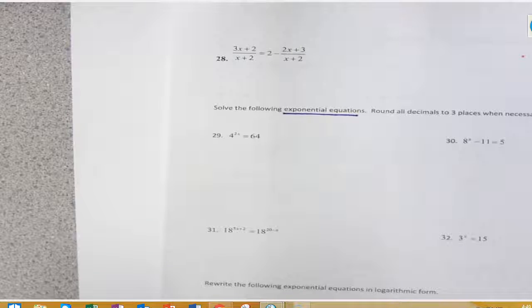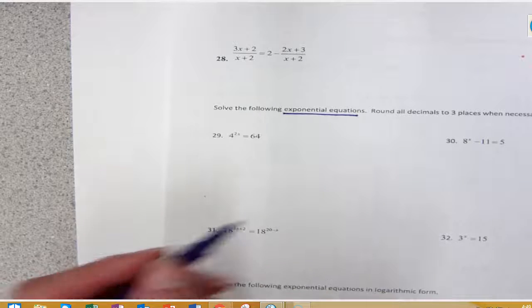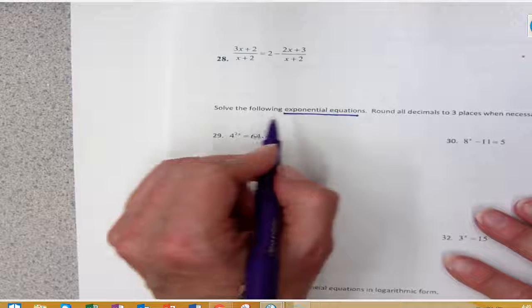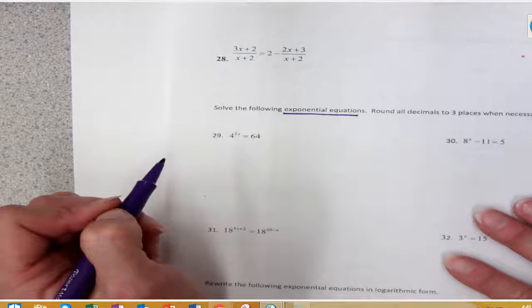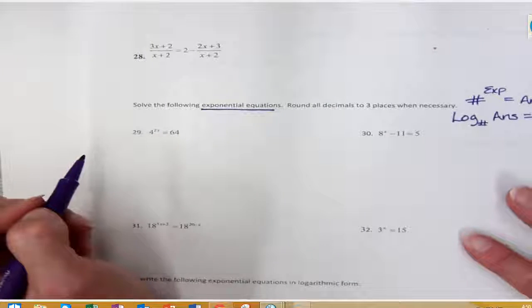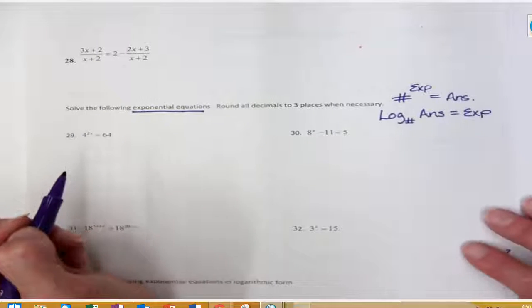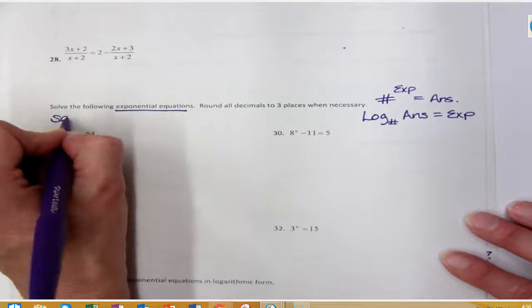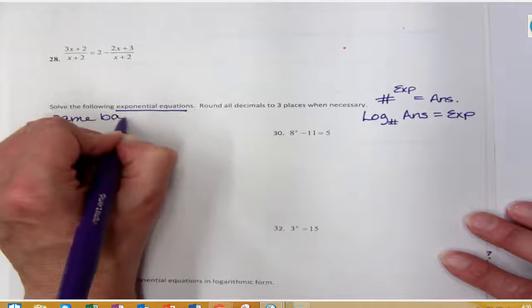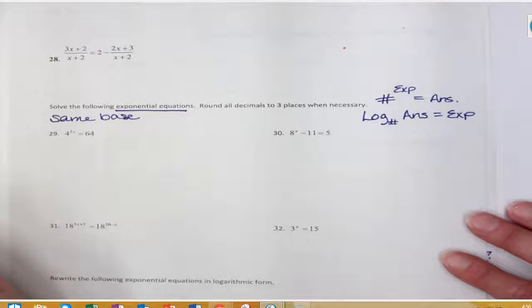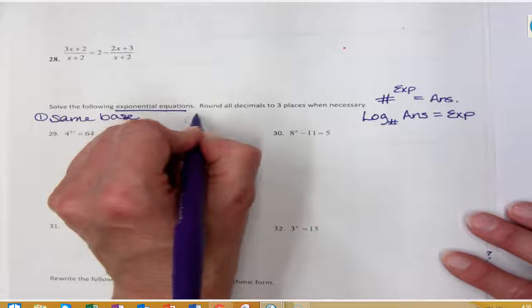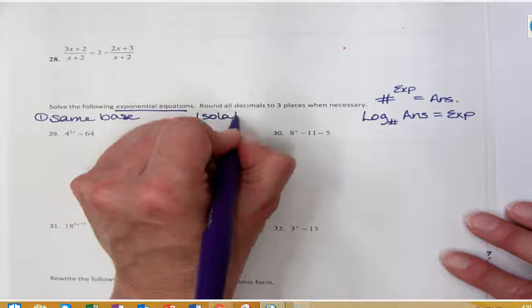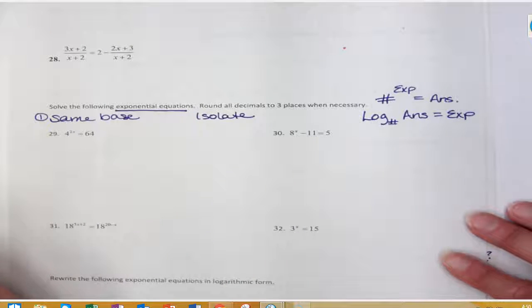So we talked about how when you are to solve these, I don't know what 2x would be, except I can do a few different things. Here is what you want to make sure you do. You want to find the same base, if you can. Okay, that would be ideal. You also want to isolate. So we're going to do some of this.